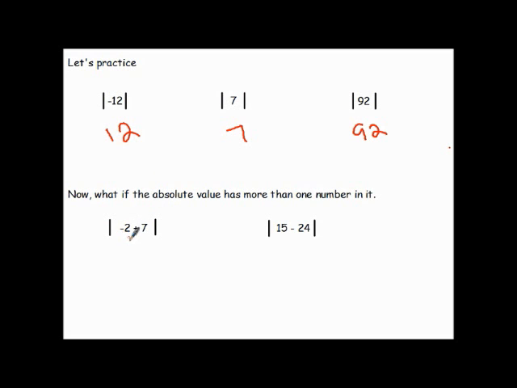So -2 plus 7, different signs, so subtract. 7 minus 2 is 5. Keep the sign of the bigger number. So that means we have more positives. So now this says the absolute value of 5. We know that is 5.